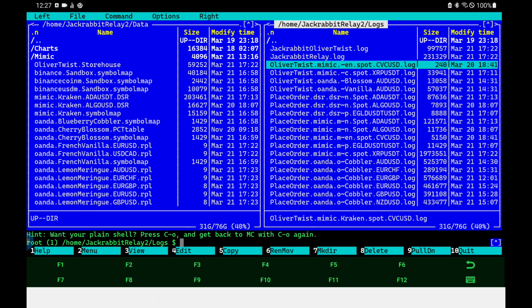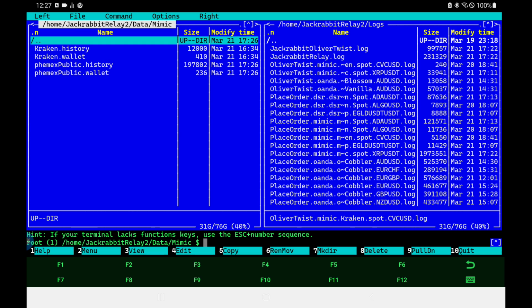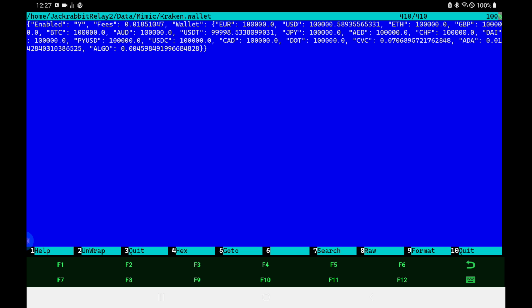Now let's look at how the actual process really functions, where you can actually see the history that the bot has done, or I should say that the program has done. You can see your wallet, and so forth. Let's start with the Kraken wallet. Remember, there's no APIs here, no games, no gimmicks. Here's the actual wallet structure. Simple.